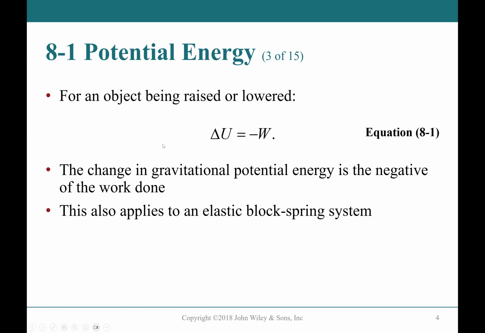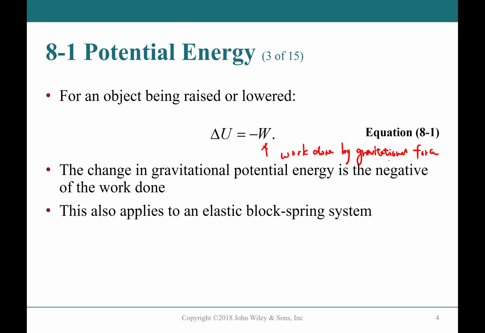So here, for an object being raised or lowered, our change of potential energy equals negative W. So what does this mean? This W is the work done by the gravitational force. So the change in gravitational potential energy is the negative of the work done.